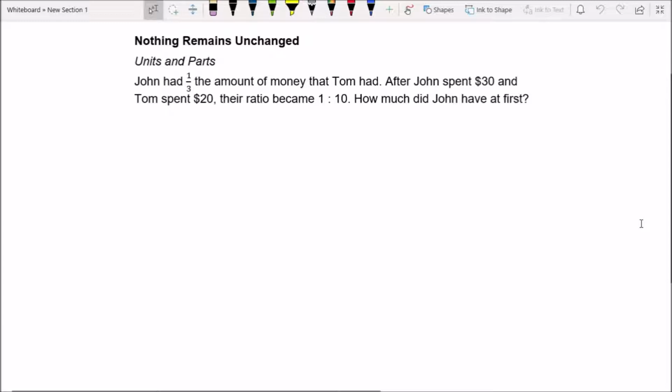For example, in this question, John spends $30 and Tom spends $20. Neither person remains the same. Since they spent different amounts of money, their difference does not remain the same either. Furthermore, the money is not being transferred within themselves, so the total changes. For cases like this, we can use what's known as the units and parts method.